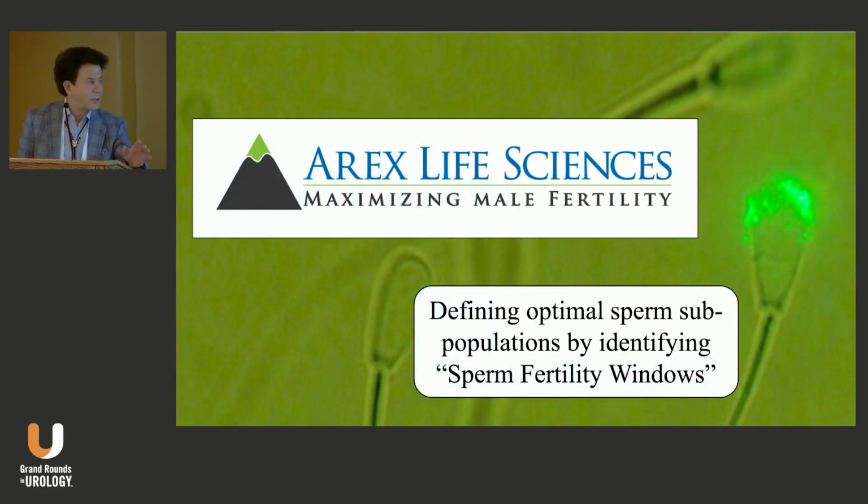This is a brand new test that we just started working with, and this test defines optimal sperm subpopulations by identifying sperm fertility windows. So what this company has done is to take semen samples, take an aliquot of 50 microliters, freeze the rest, and with that 50 microliters, looking at what I will show you is a specific identifier of sperm that are ready to fertilize, show that there is sequential, rhythmic maturation of these subpopulations that are ready to fertilize. So in other words, every 20 minutes, the semen may produce another subpopulation that is ready to go.